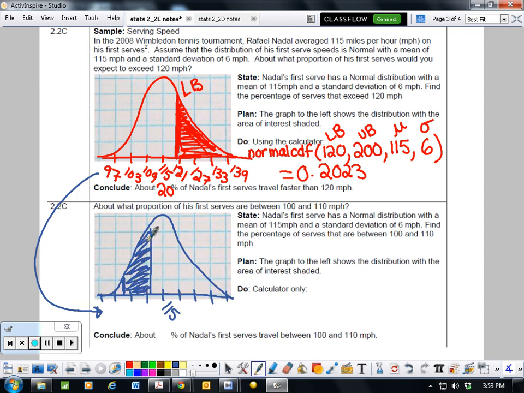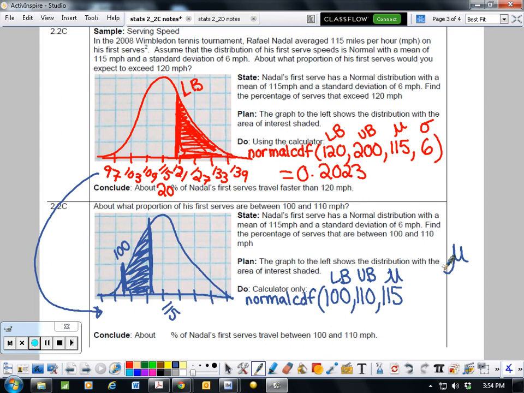So on our calculator, we're going to do a normal CDF. Our lower bound, or the lower part of our shaded region, is that 100 miles an hour. Our upper bound, or the upper part of our shaded region, is 110 miles an hour. And then we have a mean of 115 miles an hour. That isn't an M, it's actually like a U with a little tail in front, by the way. And then our standard deviation of 6.